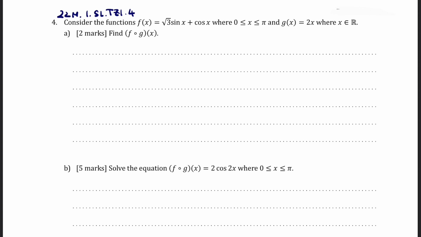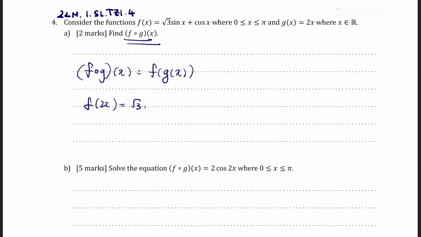So we need to first find f of g of x, right? So we have a composite function. f dot g of x is the same as f of g of x. Okay, so in order to solve this question, we need to substitute g of x into f of x. So g of x is 2x. So now the x value of the f of x is 2x. So we can say square root 3 times sine 2x plus cosine 2x. And that's it for question A.